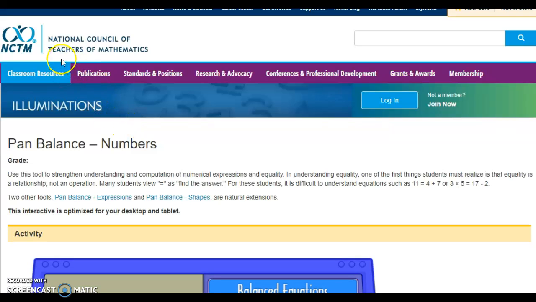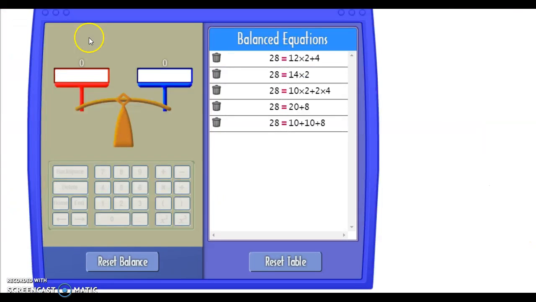The math intervention resource I wanted to share is from the National Council of Teachers of Mathematics Illuminations website, and it is the game Pan Balance for Numbers. The goal of this game is to use this tool to strengthen understanding and computation of numerical expressions and equality. In understanding equality, one of the first things students must realize is that equality is a relationship, not an operation.